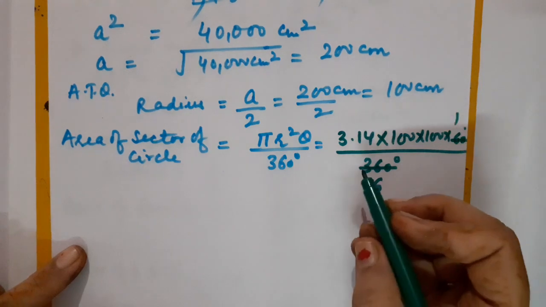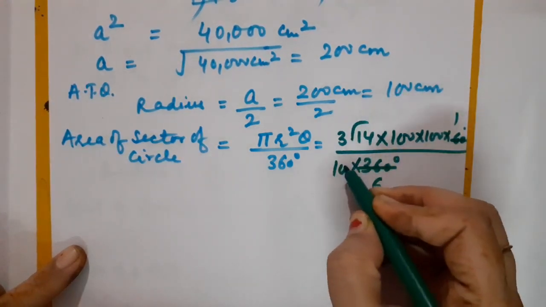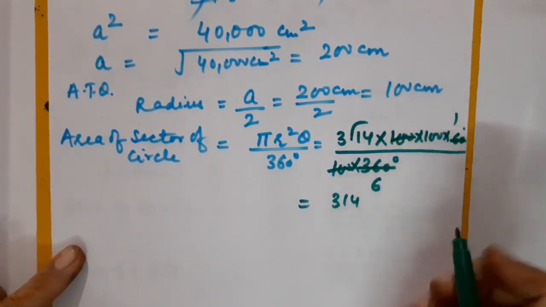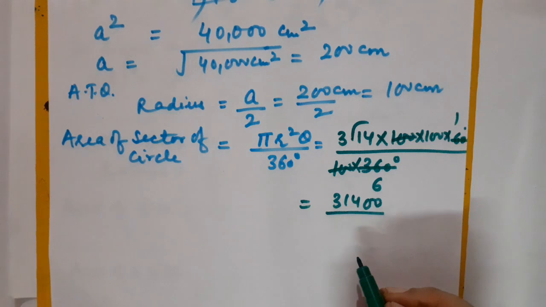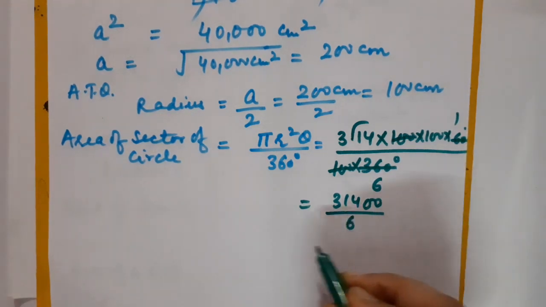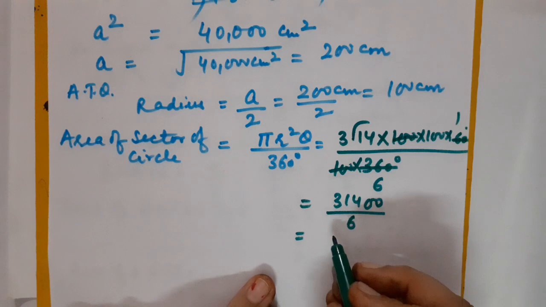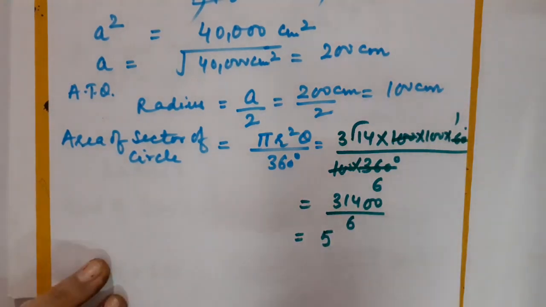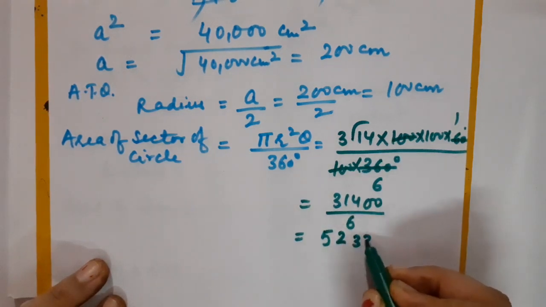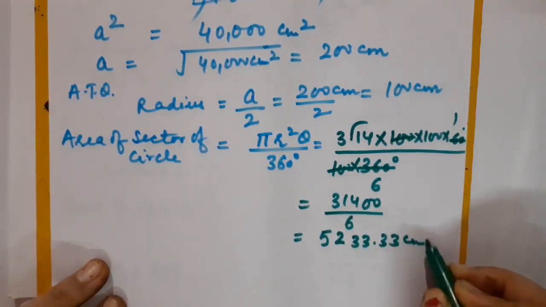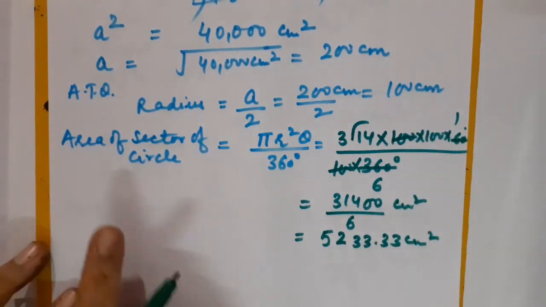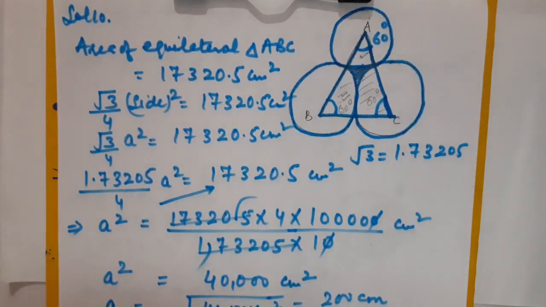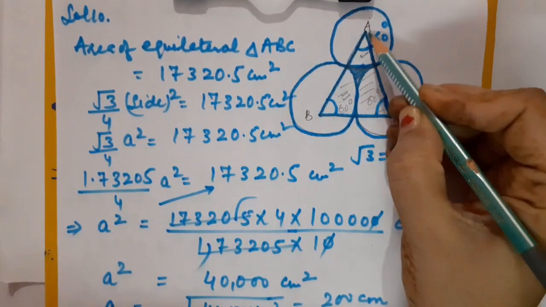So children, here I am going to remove the decimal. It would be 100 below, 100 and 100 are going to be cancelled. So I am going to multiply 314 by 100. So I have got 31,400 divided by 6. When I divide it by 6, I will be getting 5,233.33 centimeter square. So children, this is the area of one sector of a circle. Means I have just calculated the area of one sector.